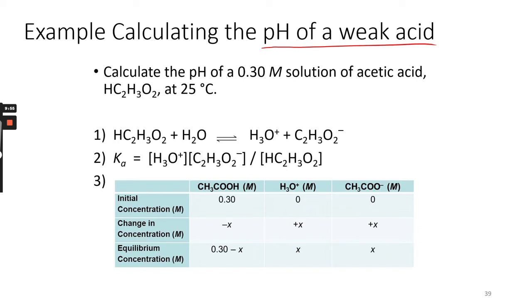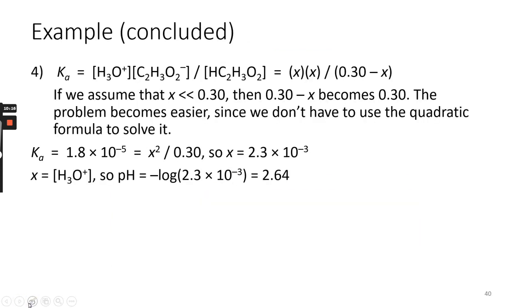What do we know? We initially started at 0.30 moles of acetic acid, 0 moles of hydronium and acetate. We know the reaction has to move forward because we have zeros here. So these will increase by some value x, and this will decrease by some value x. Typical ICE table. Okay, now we plug them into our Ka. So what do we end up with? X squared over 0.3 minus x.